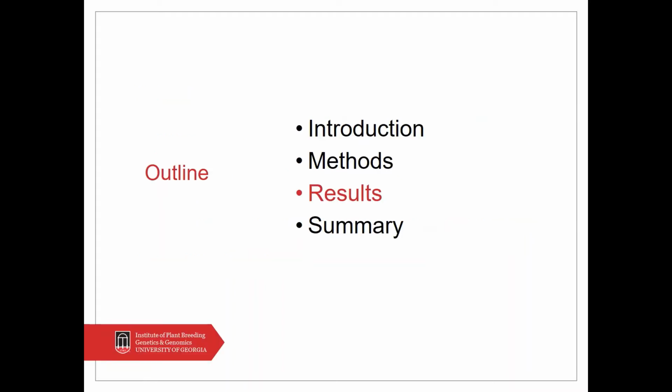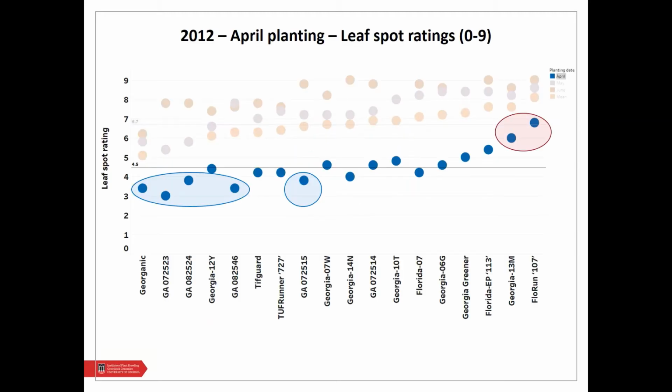So that brings us to the results. The results will be presented in a similar manner for the remaining slides. On the x-axis, genotypes are sorted in ascending order for their average leaf spot rating for the given year. Thus, Georganic had the lowest leaf spot rating in 2012, and Flowrun 107 had the highest average leaf spot rating for 2012.